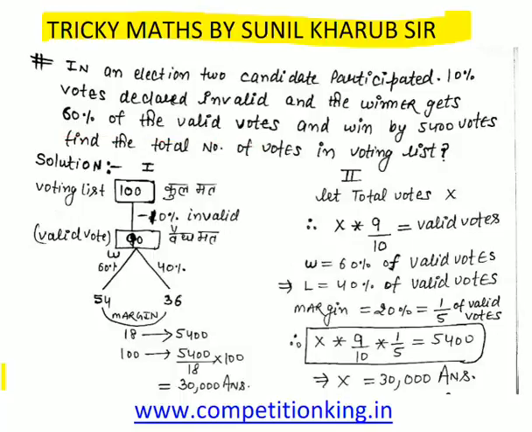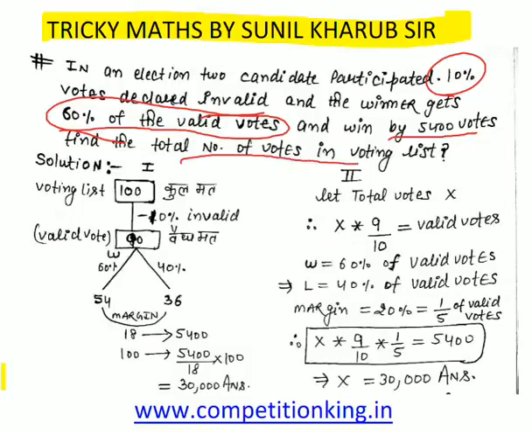Read the question carefully. In an election, two candidates participated. 10% votes declared invalid. 10% votes are invalid and winner gets 60% of the valid votes. This is the key. 60% of the valid votes and win by 5400 votes. Find the total number of the votes in the voting list.